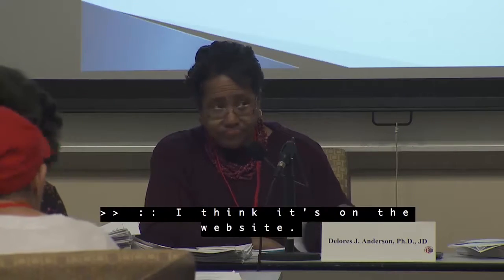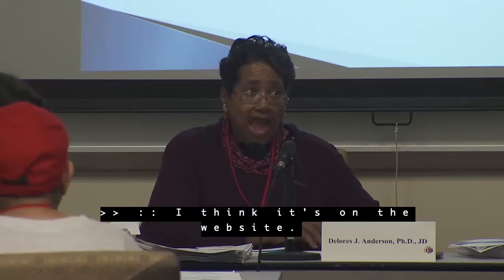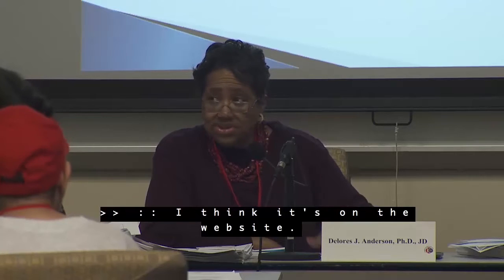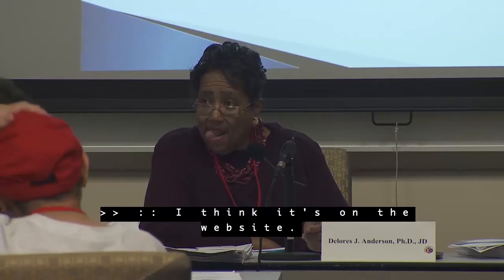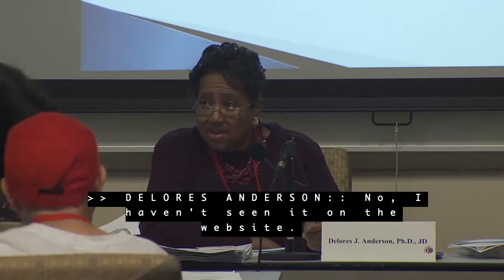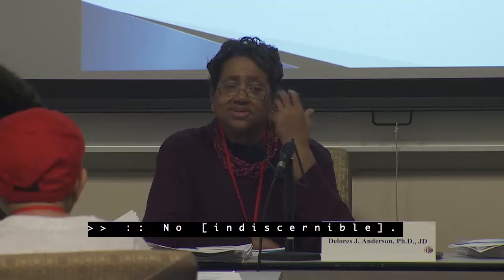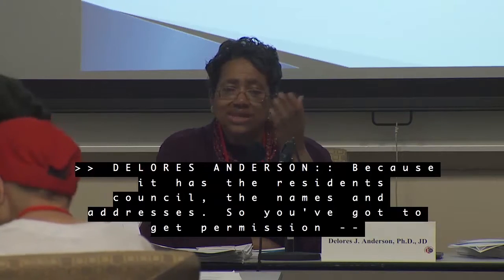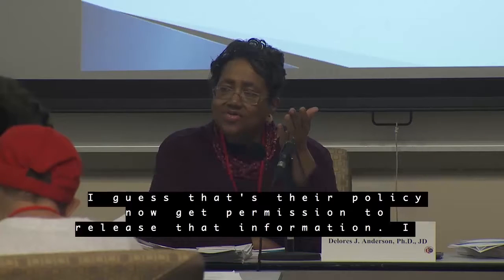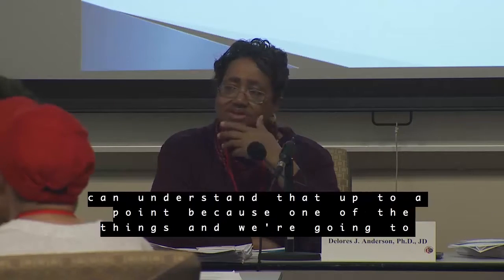Is it on the website? I think it's on the website. No, I haven't seen it on the website. You would have to see. Would you say that last sentence again? About she didn't want to give you the list? Because it has the residence councils' names and addresses, and so you have to give permission. I guess that's their policy now. Give permission to release that information.